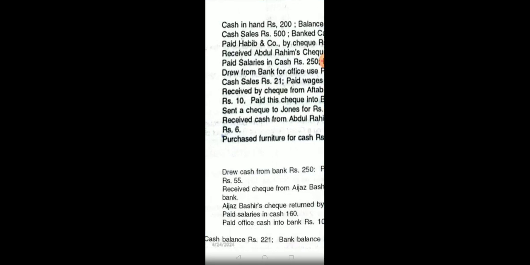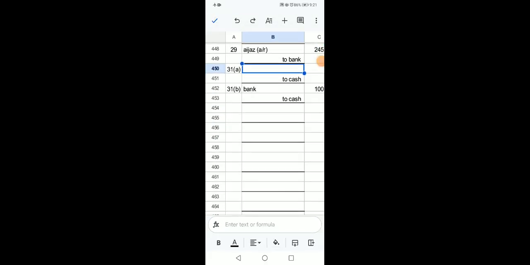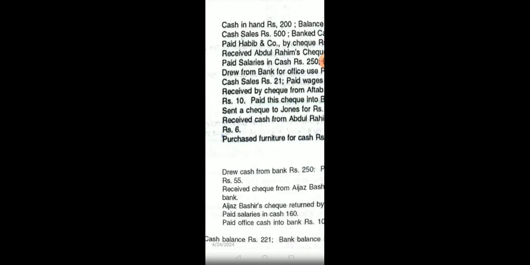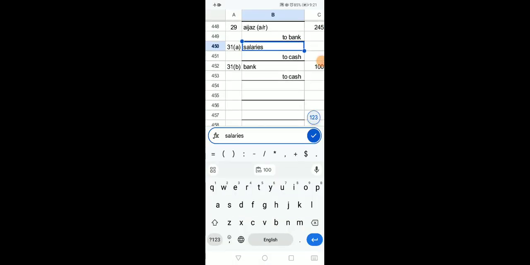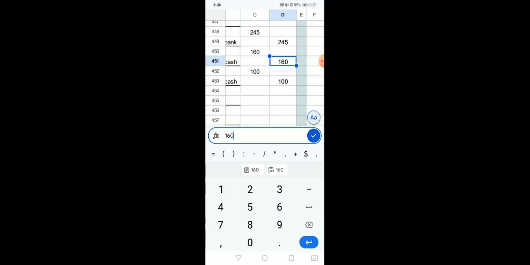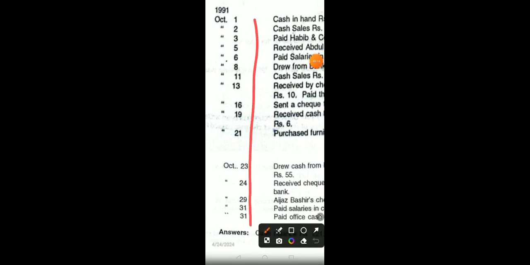For what purpose are you paying cash? That is salaries. Here you can see that you are paying salaries. Salaries are your expense, because you are paying. Expenses should be mentioned on the debit side, so you are going to write salaries on the debit side. How much amount of salaries has been paid? That is 160. So write down 160 on the debit side, and the same amount you need to post on the credit side. This way you were having 31 entries, and thankfully all entries from 1st to 31st are completed.